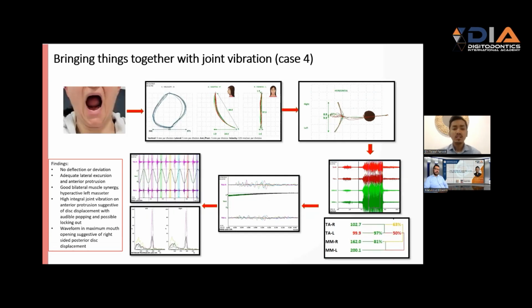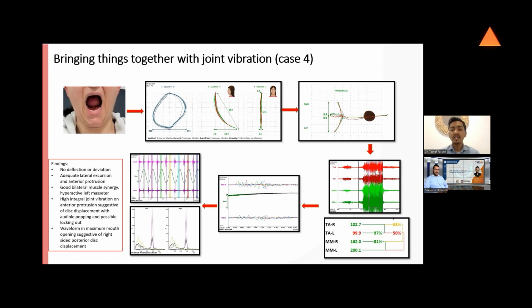For the fourth case, you'll find that the jaw opening and closing are fairly okay-ish. There is some dent right here, but nothing too alarming. The lateral excursions are normal. The muscle functions are fine. But when we do a joint vibration for this, and specifically on the anterior protrusion, we will find that the high integral joint vibration on the anterior protrusion suggests disc displacement and possible locking out, which means that the person might, from these graphs right here, have a right-sided posterior disc displacement.